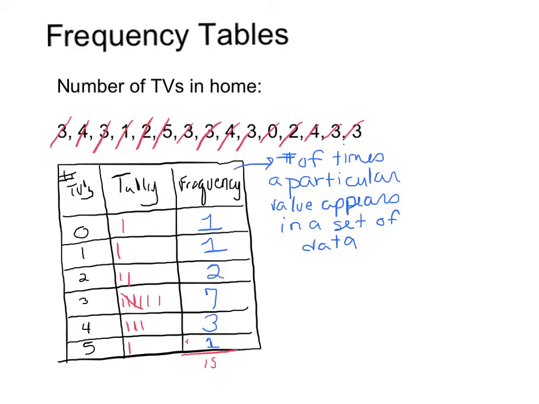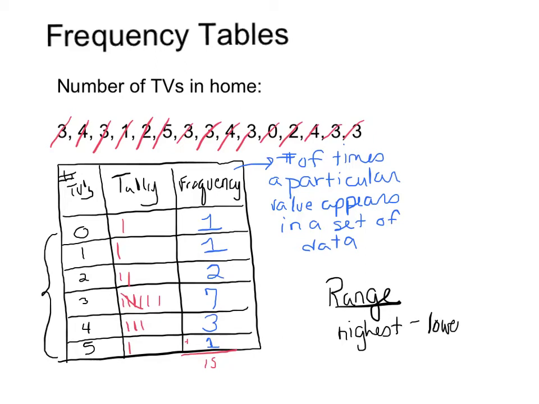And one thing that frequency tables can assist with is that it helps show us the range of data. Our range is generally given by the highest value minus the lowest value, which in this case would be 5 minus 0, which would be a range of 5 TVs, or 5 data values, or a spread of 5.